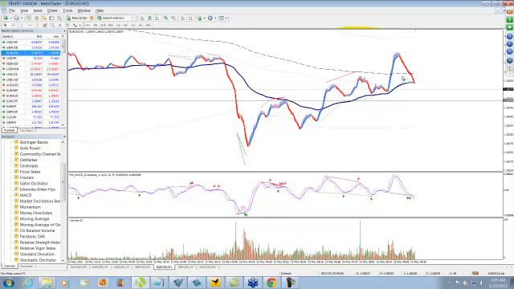Followed by another hit of the 800 period simple moving average and another Jerome trade. That's a standard Jerome trade right up here. Sean, what kind of questions come through?